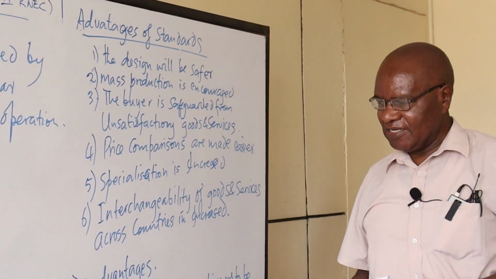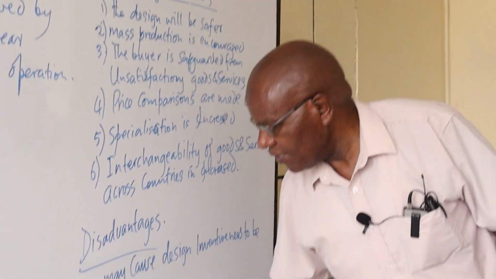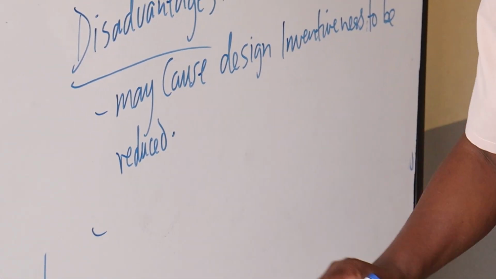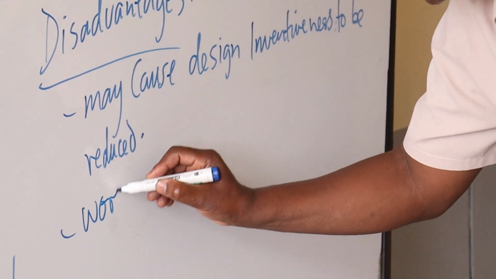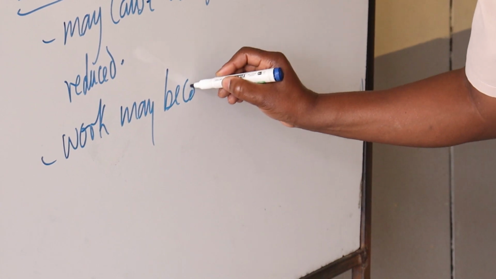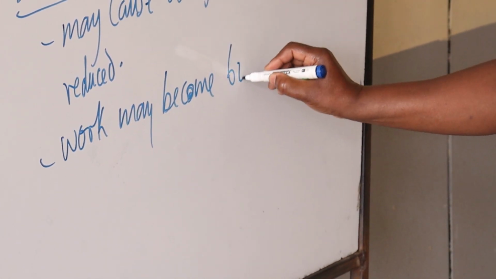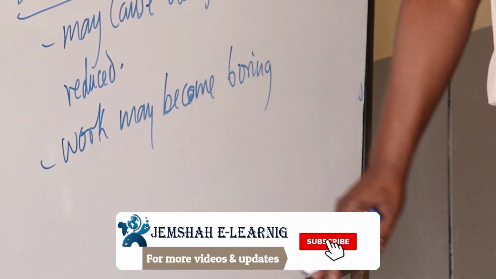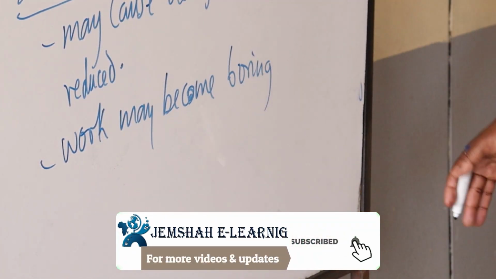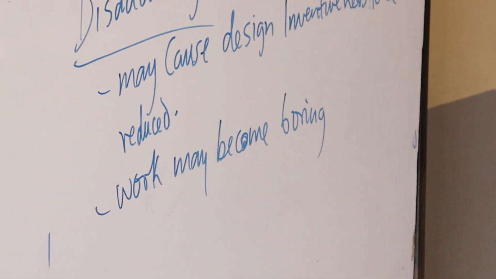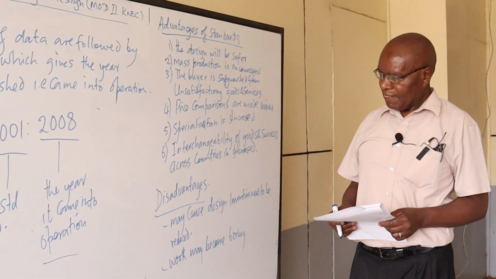Now, since you are making the same thing the same way, you find that the fellow doing the work may become bored. And of course, this has led to robots replacing humankind. Somebody doing the same thing repetitively can tend to be bored.